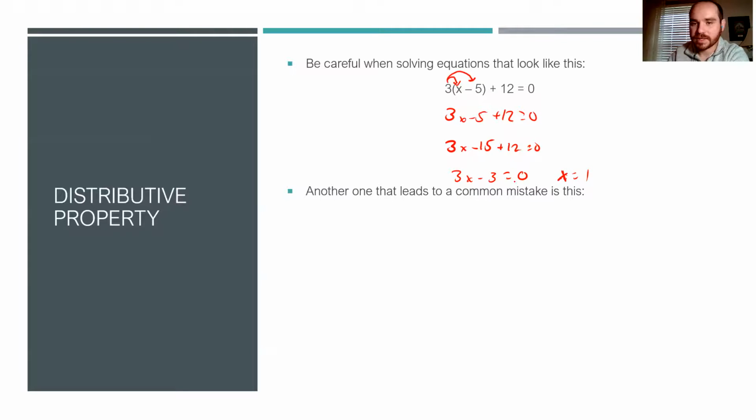You could add 3 to both sides and then divide by 3 to get x equals 1. I just kind of skipped a couple steps at the end there. So another one that leads to a common mistake is this one, 5 minus 3x plus 2. This negative sign is effectively the same as doing 5 plus negative 1 times 3x plus 2. So we need to distribute this negative as well. So it goes to both the x and the plus 2, even though it's just minus.